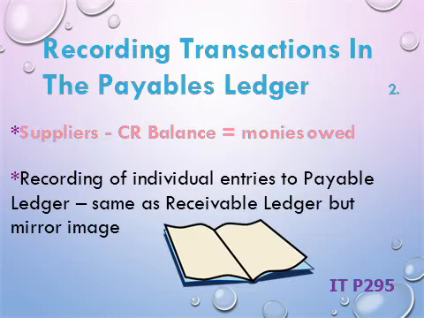2. Suppliers will usually have a credit balance in the payables ledger. Monies are owed to the supplier, making them a liability, or a payable of the business. Recording of individual entries to the payable ledger is the same process in principle as the receivable ledger, but a mirror image. For example, instead of debits, credits.